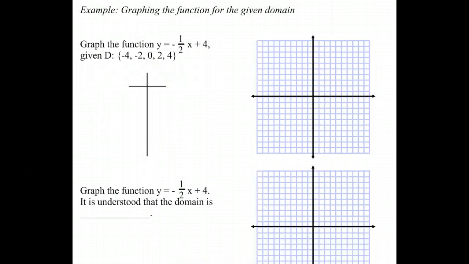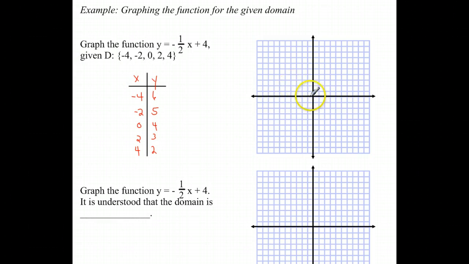Okay, the last example that we're going to go through and talk about is graphing a function for a given domain. So if I look at my first example here, I have y equals -1/2 x plus 4. It gives me the domain, or it gives me my x values as -4, -2, 0, 2, and 4. When I plug them in, I'm going to get values of 6, 5, 4, 3, and 2.